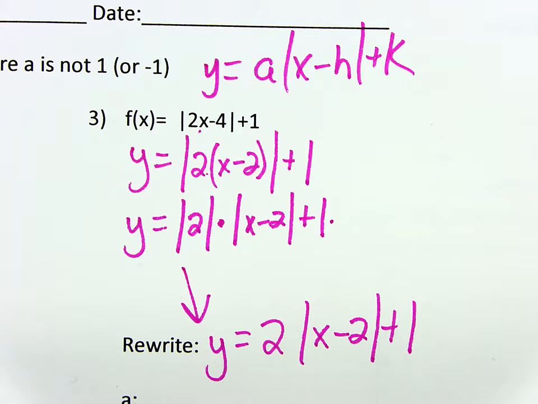All right, so that's the little trick here. You have to look at your coefficient of x. If it's not 1, you have to factor out whatever is there, and then you can split it up.